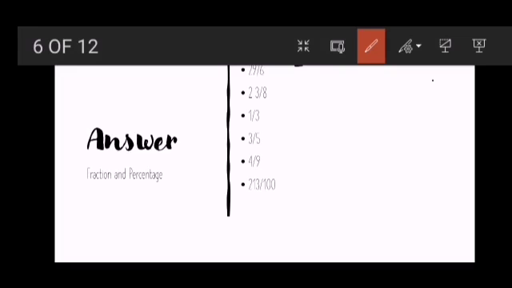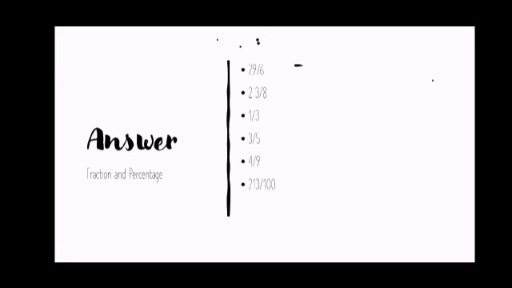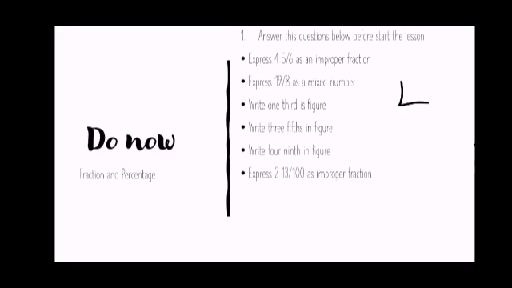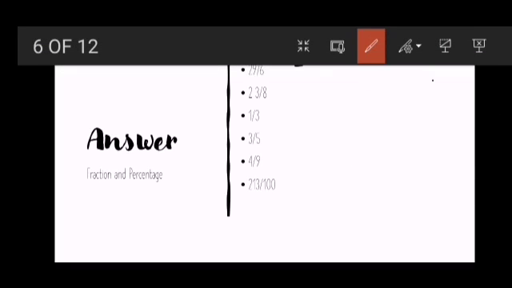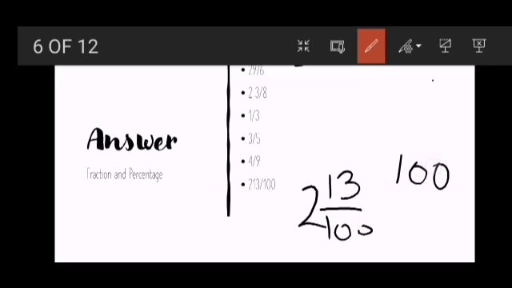And that question was what? That question was 2 and 13 over 100. So to find that, you have to do 100 times 2 is what? 100 times 2 is what? 200. 100 times 2 is 200.